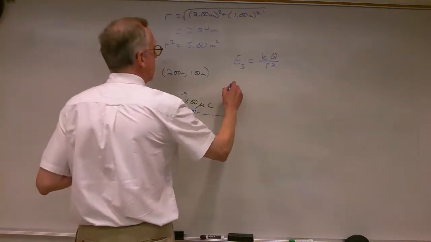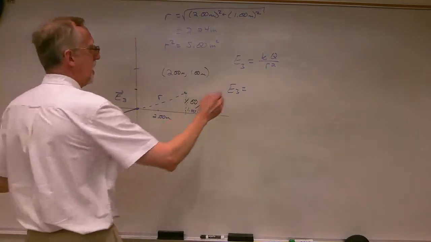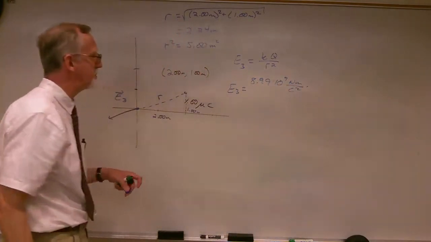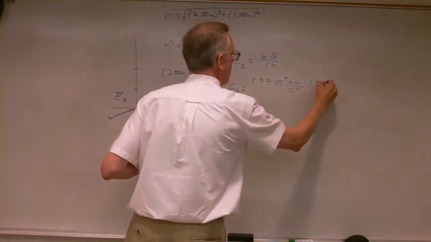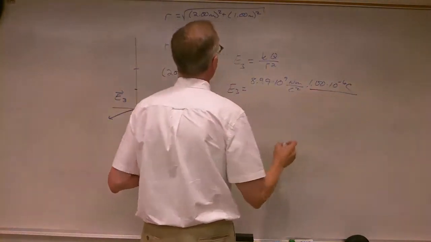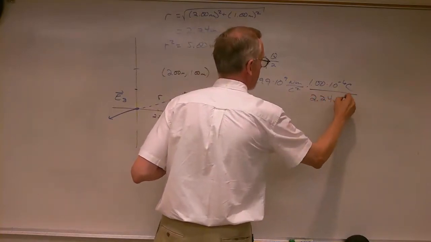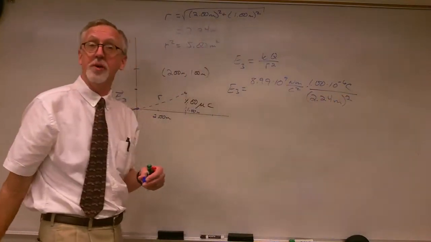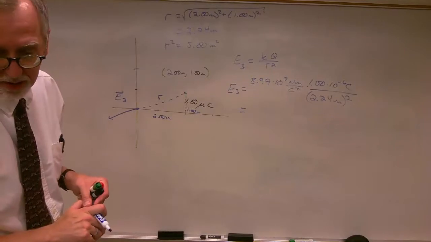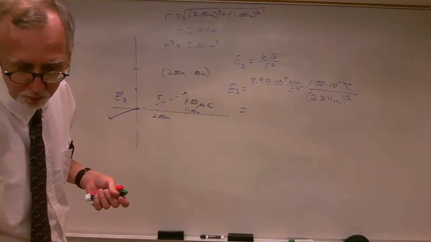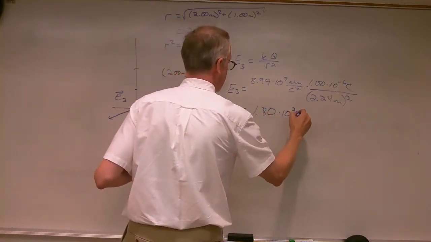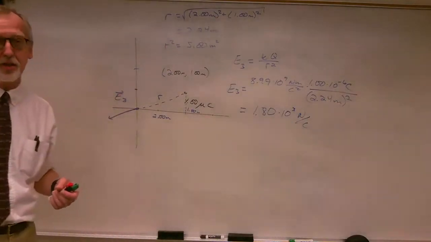So what do we get for E3? Magnitude E3 is K, 8.99 times 10 to the 9th newton meter squared per coulomb squared, times Q, again, 1 microcoulomb, 1 times 10 to the minus 6 coulombs, divided by R squared, 2.24 meters squared. Multiply that out, and what do we get? We get E3 is equal to 1.80 times 10 to the third newtons per coulomb.